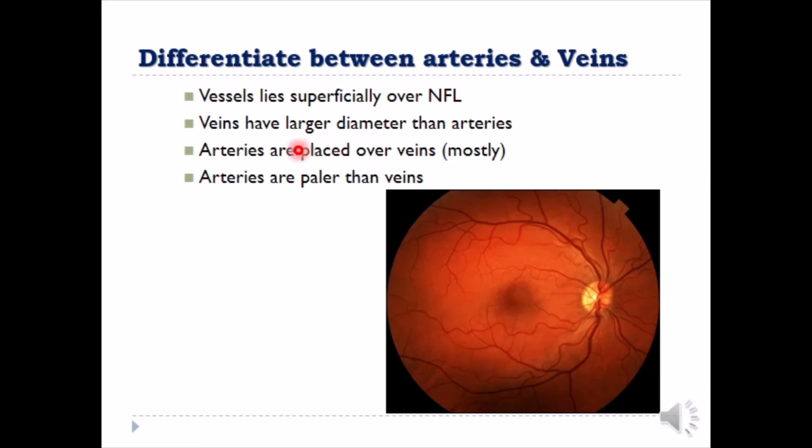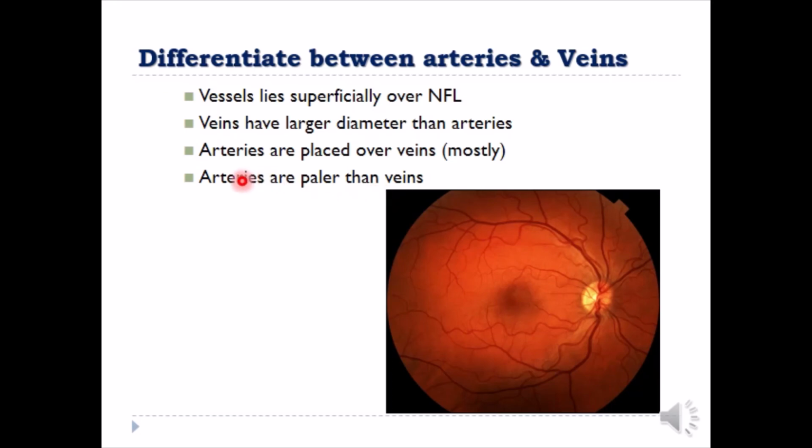Now arteries are placed over veins. Most of the time arteries will be sitting above the veins. You can see it over here. This artery is crossing the vein and it is above. But not always. Most of the time arteries will be placed over veins.